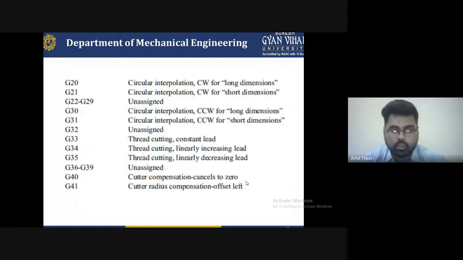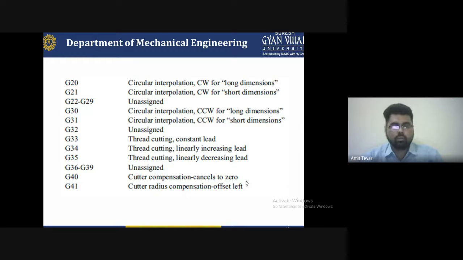Next section, G20 is circular interpolation CW for the long dimension. G21 is circular interpolation CW for the short dimensions. G22 to G29 indicate unassigned. G30 represents circular interpolation CCW for the longer dimensions, and G31 is circular interpolation CCW for the short dimensions. And G32 indicates unassigned. G33 is thread cutting with constant lead.